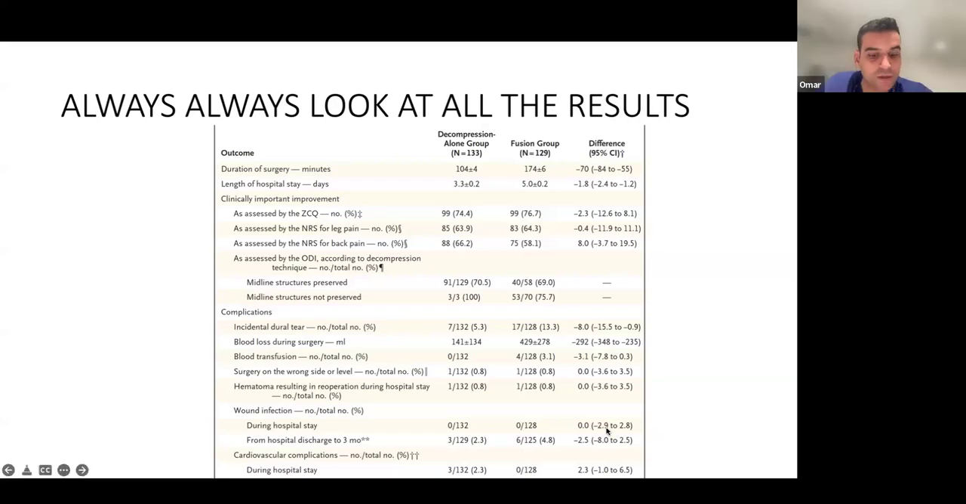Good. It crossed 1. Exactly that. You've answered it perfectly. Because it crosses 1, the wound infection is not statistically significant between the two groups, which makes sense, right? Because there were 0 infections during hospital stay for the decompression alone group, and also 0 infections in the fusion group.